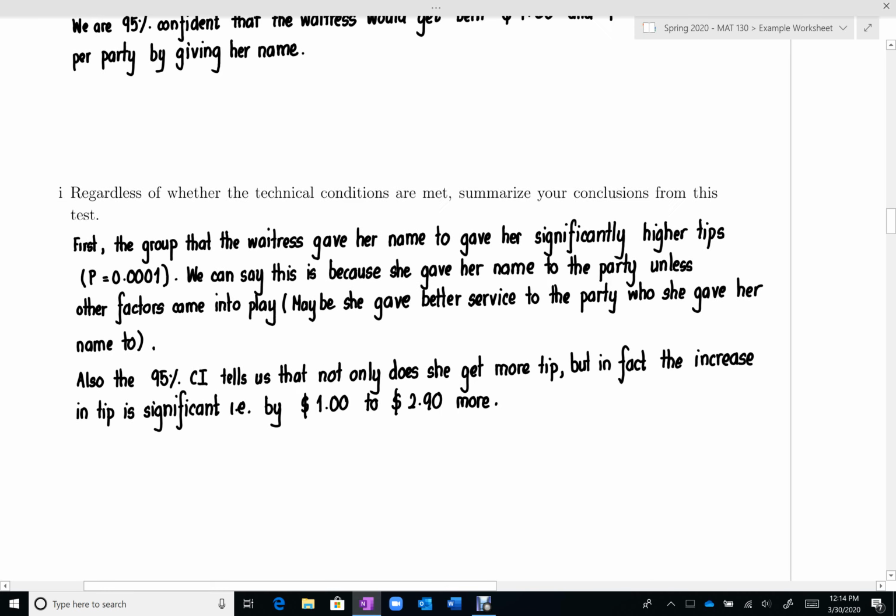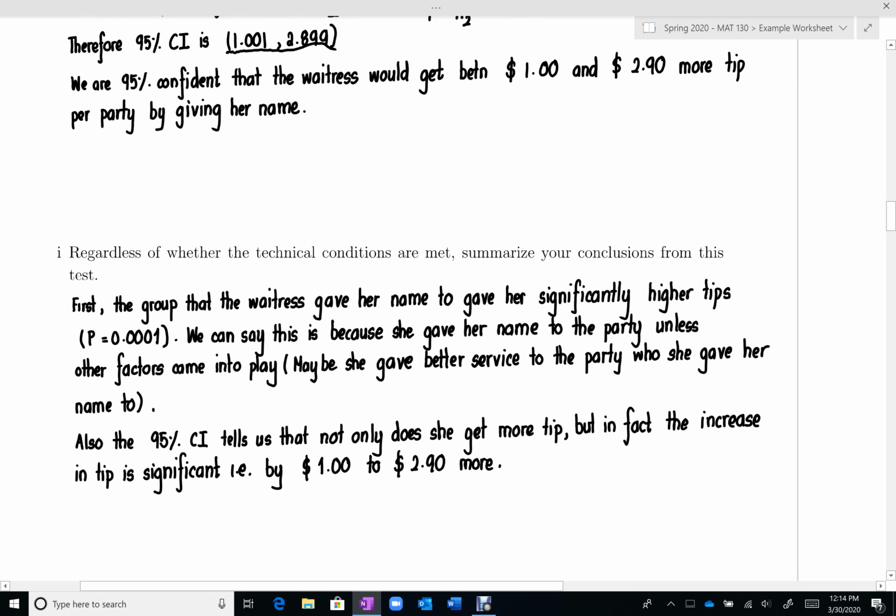Also, the 95% confidence interval tells us not only did she get more tip, but in fact, the increase in tip was actually quite significant, right? So she got on average from $1 to $2.90 more per party when she used her name. So that's quite a significant increase. Right, so that's how we do hypothesis testing and confidence intervals for non-pooled t intervals.